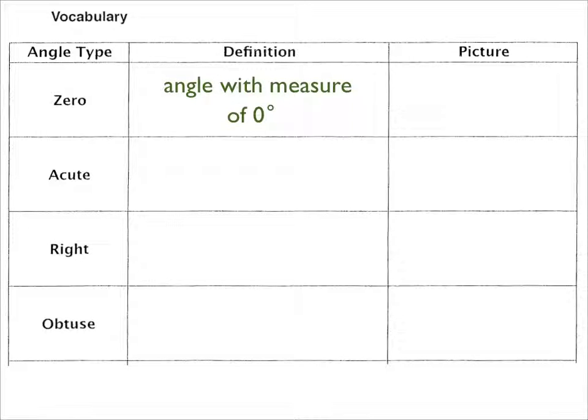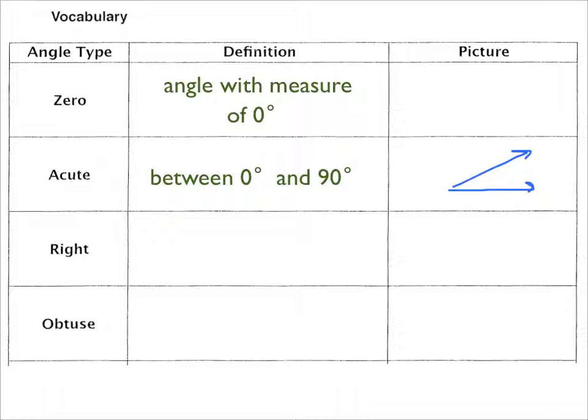That is 0. It's an angle with a measure of 0 degrees. It's completely closed. The picture of that would look like a ray with another ray right on top of it. That is less than 90 degrees: an acute angle. It could be a lot of different measures, but just know that it's something small.